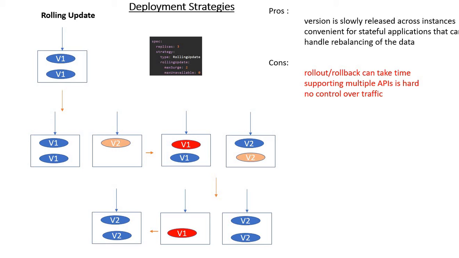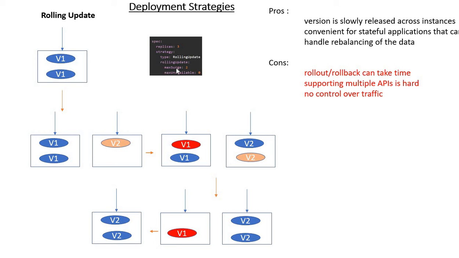So let's see how the rolling update strategy works. Initially, I have my cluster with two pods, v1 and v1. The version of my microservices is v1. The rolling update basically works with two parameters. We have to configure max surge and max unavailable.